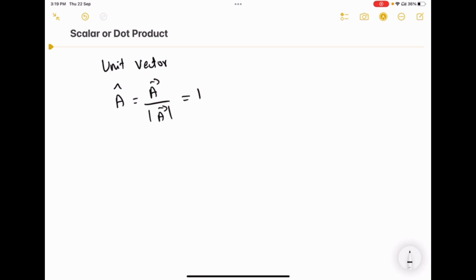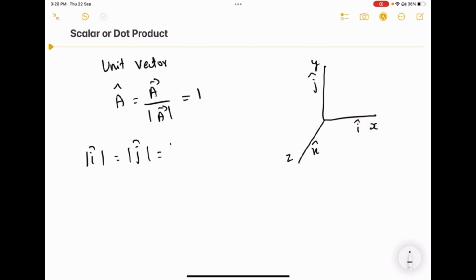Next I'm going to define the vector along x-axis, along y-axis and along z-axis. So this is my x, y and z. The unit vector along x-axis is going to be I cap, this is j cap, this is k cap. So the modulus of I cap equals the modulus of j cap equals the modulus of k cap equals 1. So the magnitude of a unit vector is going to be 1. The unit vector tells us about the direction of the vector alone.